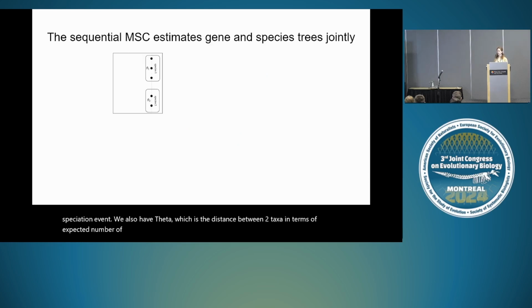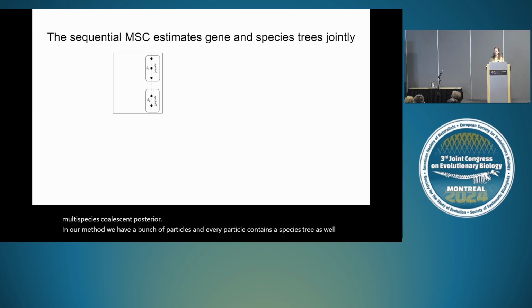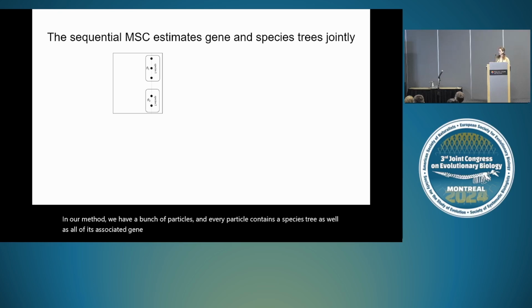Now I'll give a really brief overview of how our method works. Our method uses something called sequential Monte Carlo, or SMC, to sample from the multi-species coalescent posterior. In our method, we have a bunch of particles, and every particle contains a species tree as well as all of its associated gene trees. On this slide, the box represents one particle, but you can imagine scaling this up to many particles.